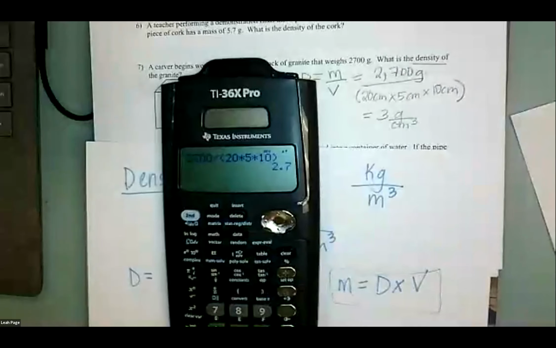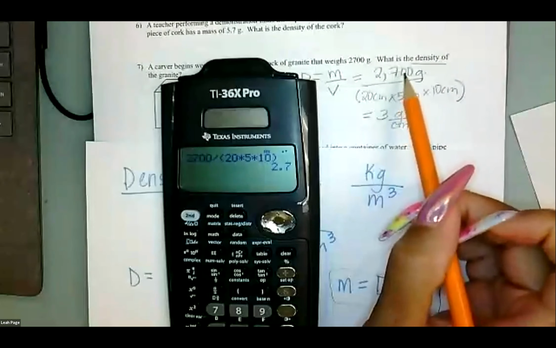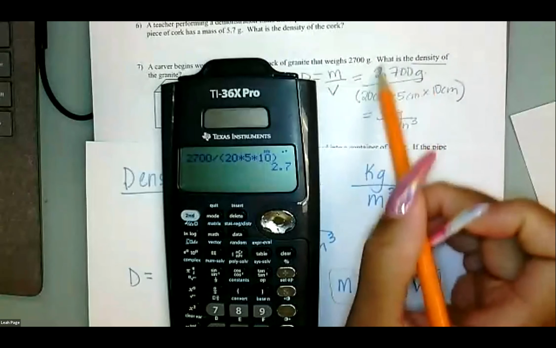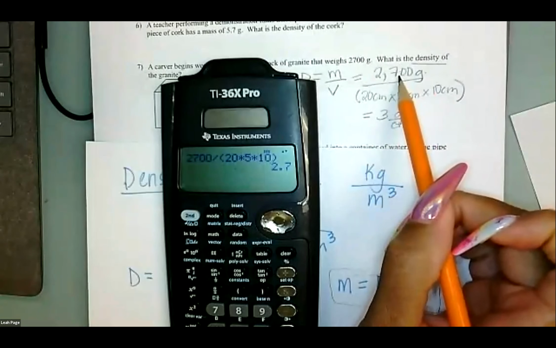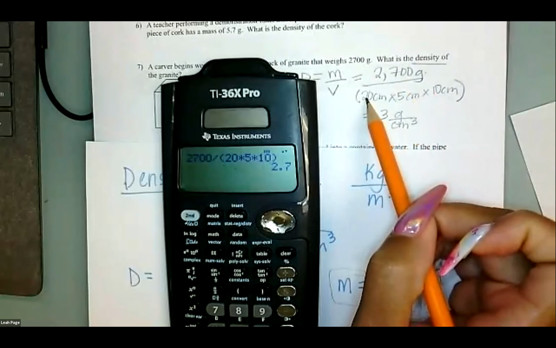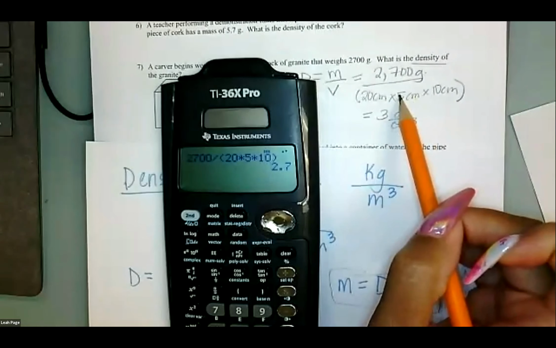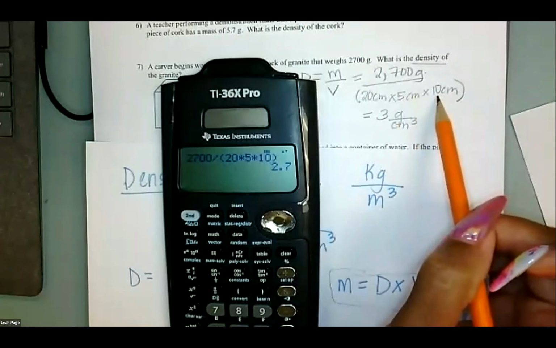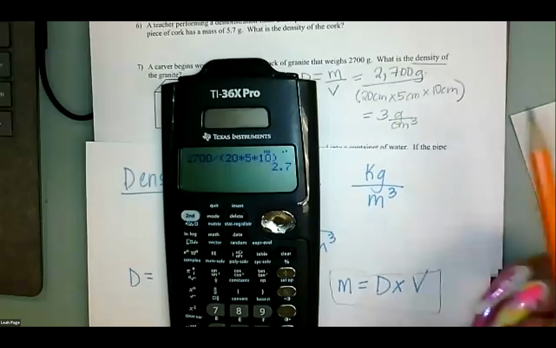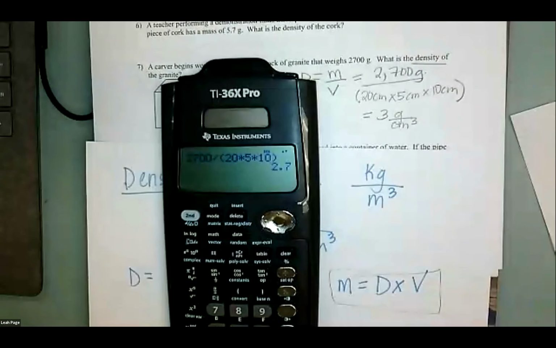Why is it 1 sig fig again? Remember, we're going to go with the least amount of sig figs. How many sig figs in this number? 2. How many in this number? 1. How many in this one? 1. How many in this one? 1. So the least amount is 1 sig fig. Yeah, I understand. All right.